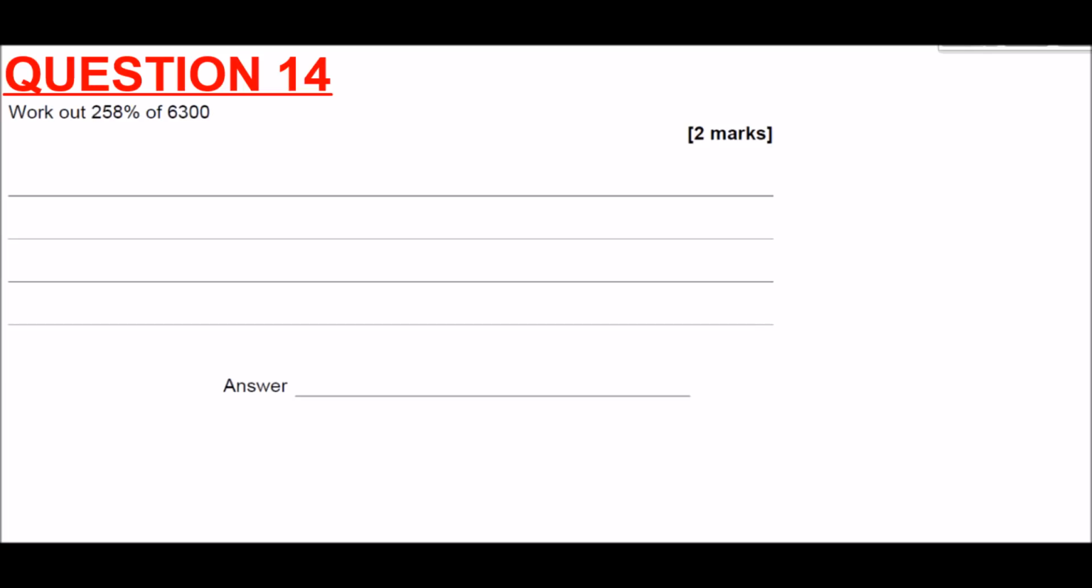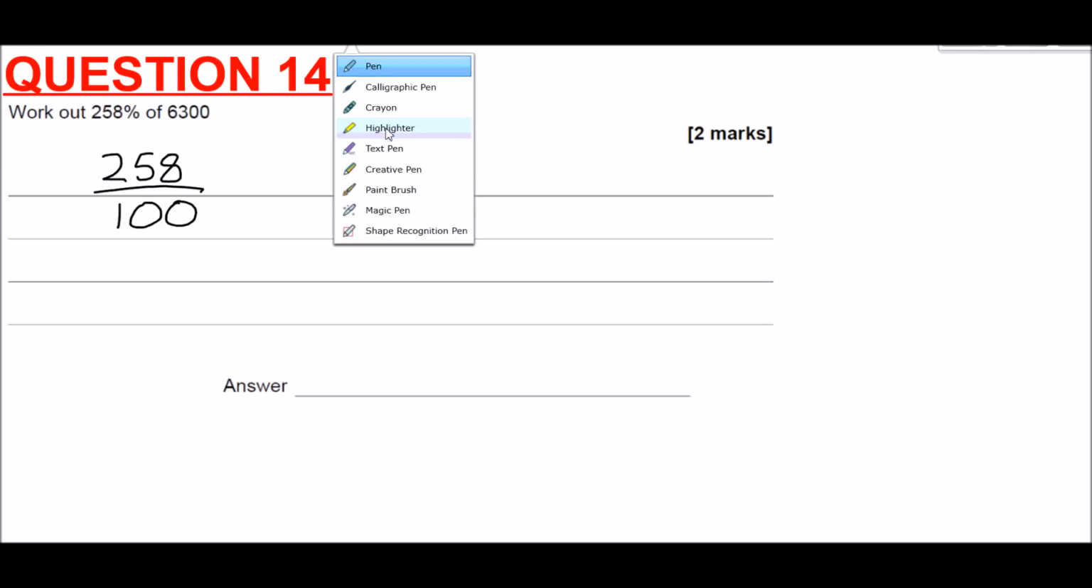Question 14. Work out 258% of 6,300. So percentage means out of 100. So what I'd suggest is to write the percentage as a fraction out of 100. There are many ways of doing percentages. Your teacher might explain it a different way to me.